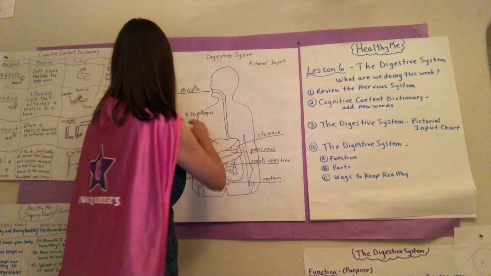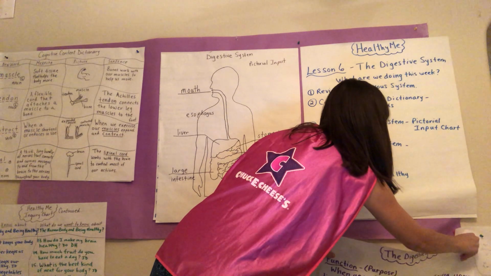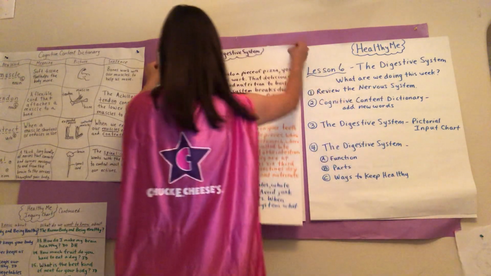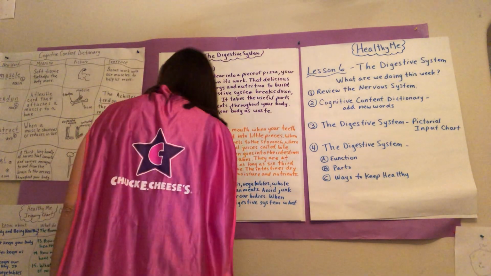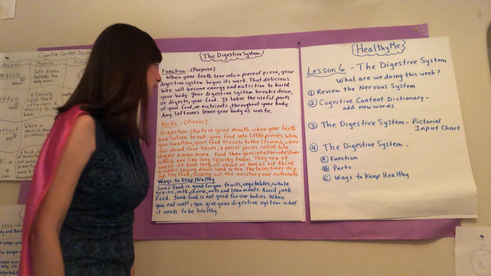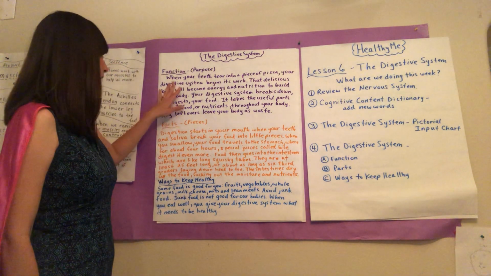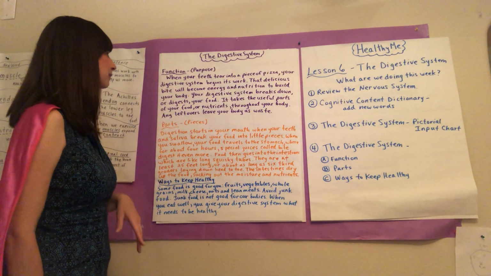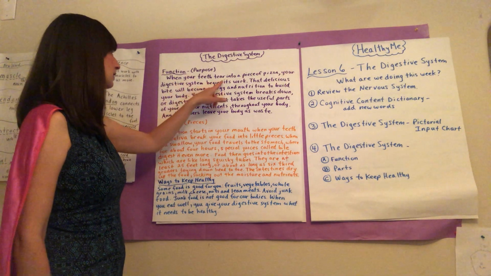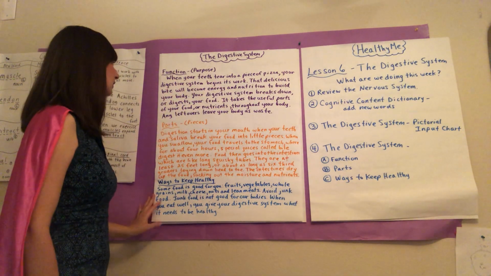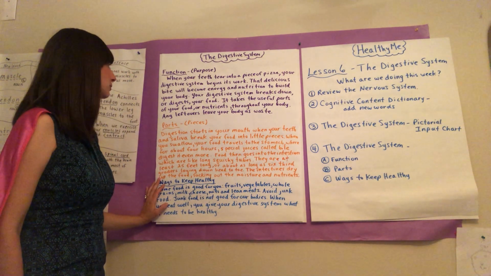And as we get toward the end of our lesson, I'm going to actually put this right on top and go over the function and the parts of the digestive system that we just talked about briefly. Okay, so the purpose of the digestive system is to tear our food up. So when your teeth tear into a piece of pizza, your digestive system begins its work. That delicious bite will become energy and nutrition to build your body.